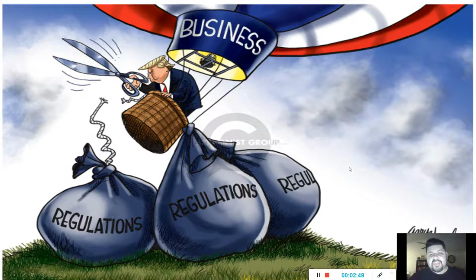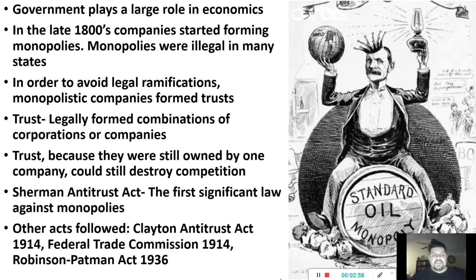Once you're done with that, we're moving on to the notes, which will begin in 3, 2, 1. So here's the thing. I've said it from the very beginning of economics: government and economics play a huge role. They go hand in hand together.